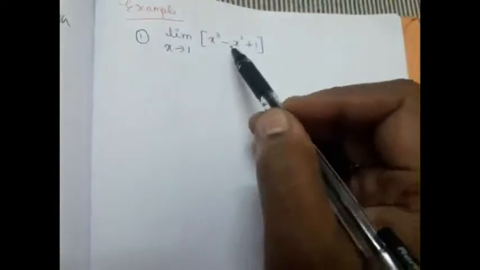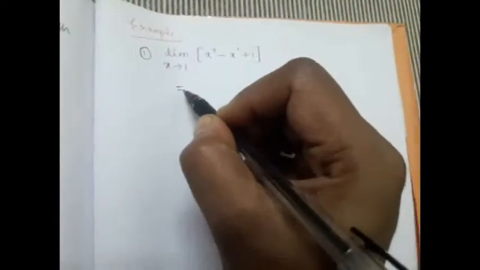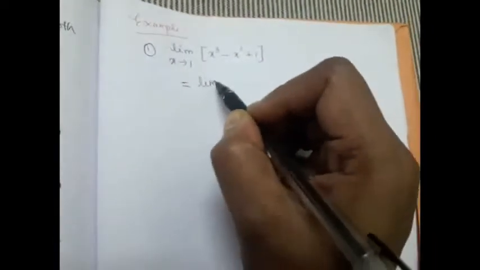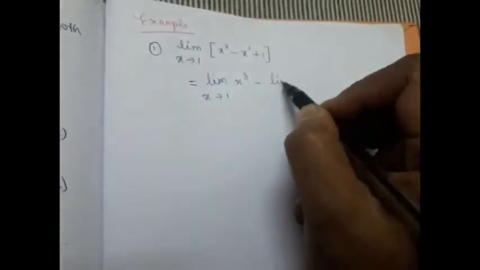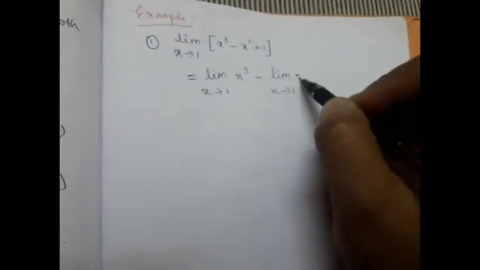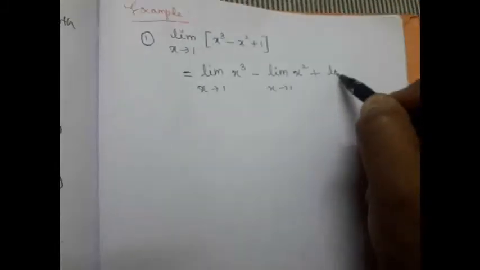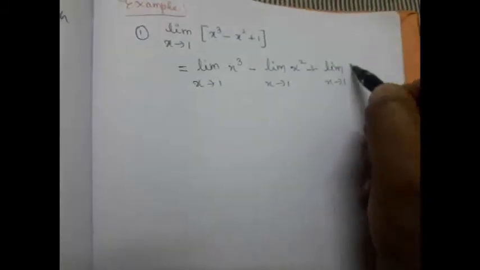Right? Now see this example. They asked you to evaluate limit x tends to 1, x cube minus x square plus 1. What can we do with this? We know using algebra of limits, this can be written as limit x tends to 1 x cube minus limit x tends to 1 x square plus limit x tends to 1, 1, right?